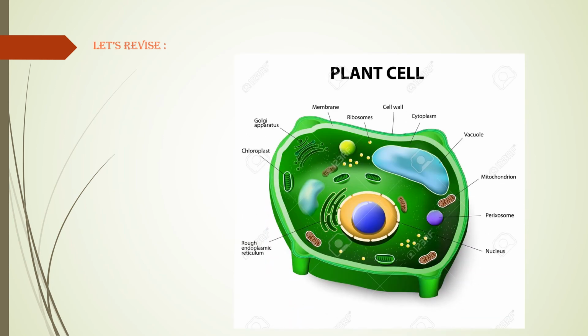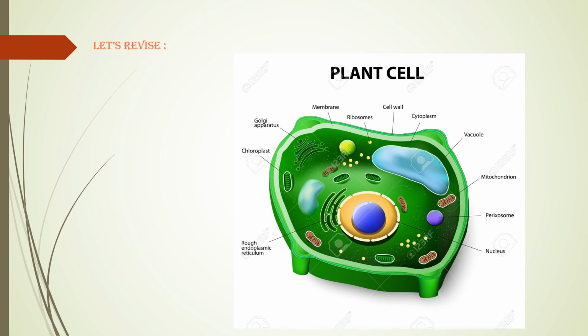Let's revise. Here we have a plant cell, and as you can see, the plant cell has got a cell wall, which is the outermost boundary. The cell wall, as we have learned, provides the cell protection from external conditions. The next layer is the cell membrane or the plasma membrane. Inside the plasma membrane, you have the cytoplasm, which is a jelly-like fluid and contains cell organelles.